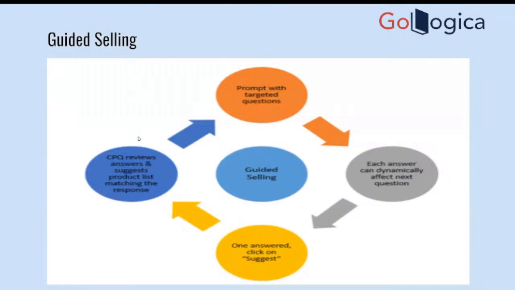So over here, this is a diagrammatic view of how the guided selling looks. It prompts the buyer with targeted questions. Like you said, you are already working in a store. If any customer walks in, you would be asking what product he is looking for. If he says that he is looking for Apple watches, you will guide him to a section where only Apple watches are kept. You will not take him to a section which is selling some other products.